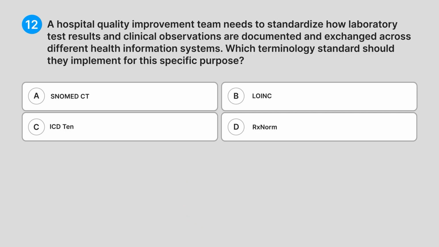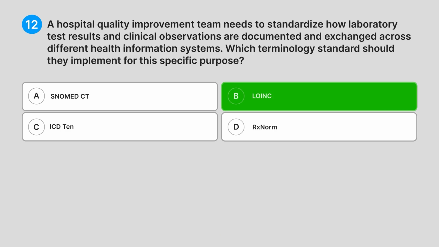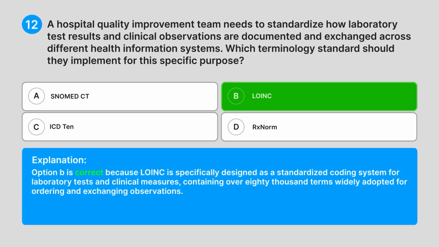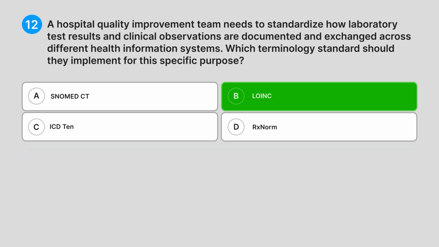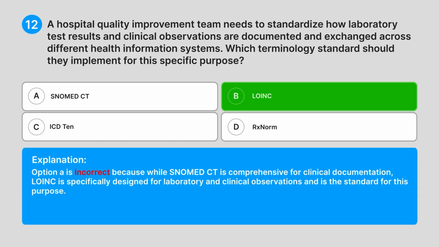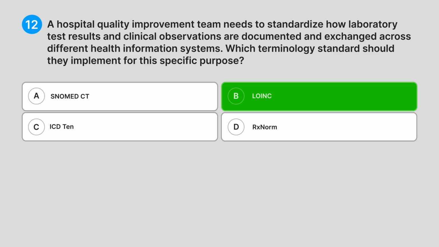Correct answer, B. LOINC. Explanation. Option B is correct because LOINC is specifically designed as a standardized coding system for laboratory tests and clinical measures, containing over 80,000 terms widely adopted for ordering and exchanging observations. Option A is incorrect because while S-gnomed CT is comprehensive for clinical documentation, LOINC is specifically designed for laboratory and clinical observations and is the standard for this purpose.